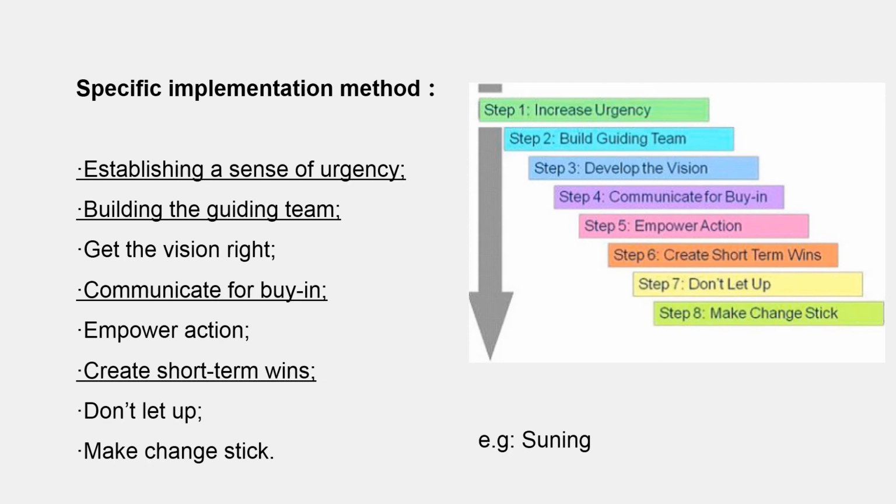I used Suning Company as an example to explain this theory. I think the first step, increase urgency, is the most important and the most worthwhile to consider. It is inefficient when some leaders ignore a lack of urgency and jump immediately to create a vision and strategy.